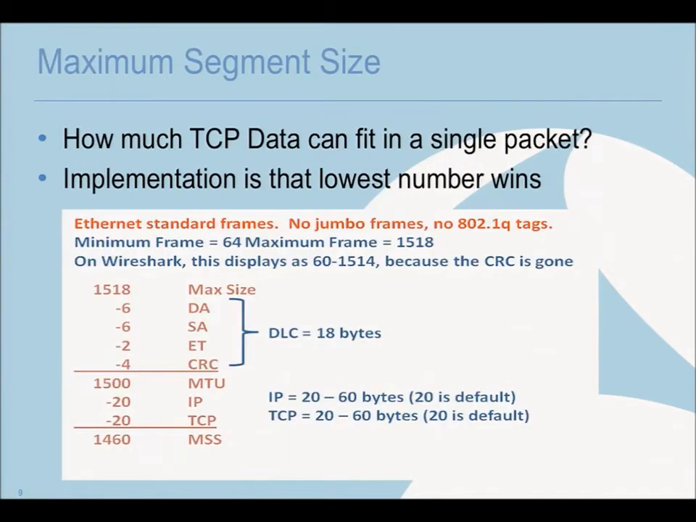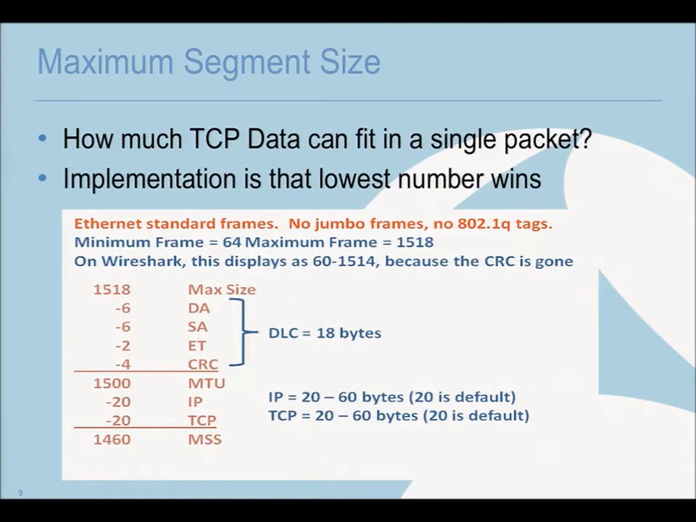The first one of the options is the maximum segment size. The maximum segment size is how much data I can stick into a packet. How much stuff can I put after that TCP header? A lot of people think the window size is how many packets you can receive. No, the window size is how many bytes you can receive. And the maximum segment size is how many bytes you can send at a time.